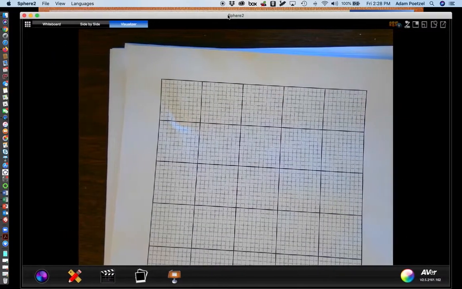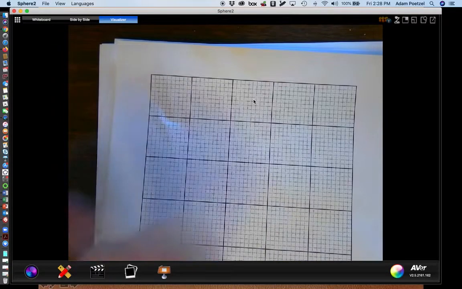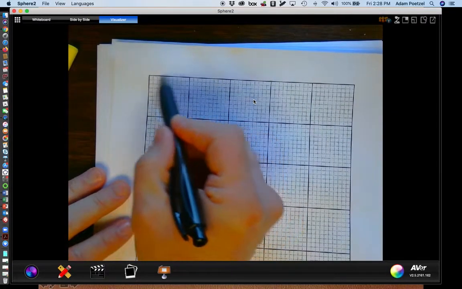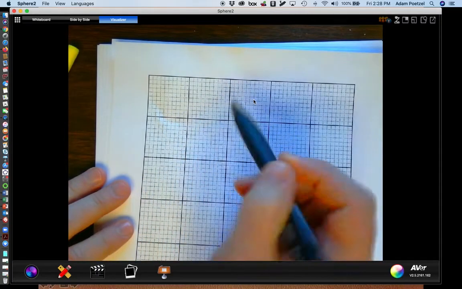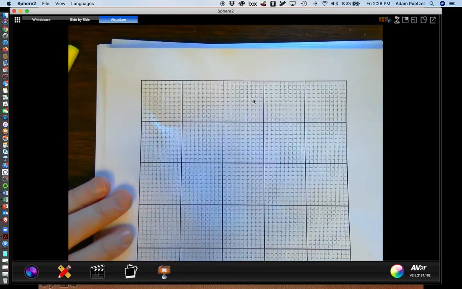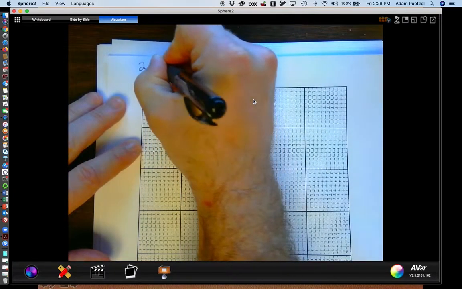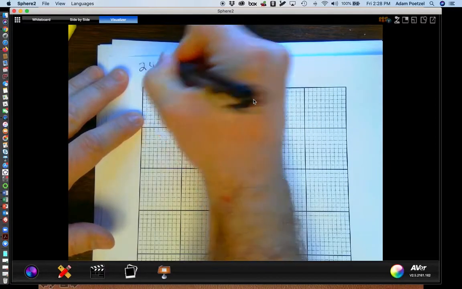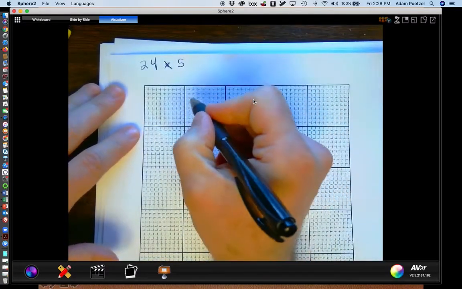And so here, this is base 10 grid paper. It's called base 10 grid paper because, well, it's 10. Every grid is 10 by 10. So everything is grouped into tens here as it goes through. And we're going to look at 24 times 5. So in doing that, again, what we're going to do is use an area model for that.